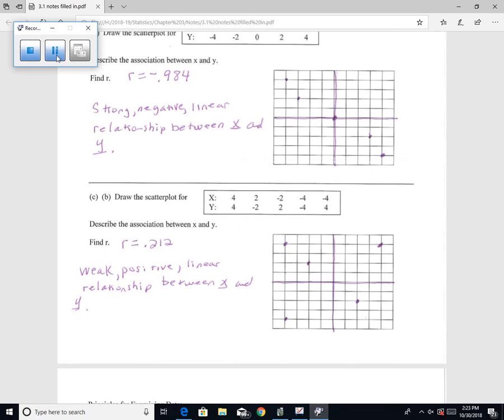Once again, I underlined X and Y because we want to add context if we have it. And then on part C, it's really hard to tell the direction. And really, the only way I can see the direction is by looking at R. So R is positive, so I'm going to say there is a weak positive linear relationship between X and Y. So you've got to have the strength, the direction, linear, and context. Strength, direction, linear, and context on R. Are we all okay with this? Yes. All right, perfect. All right, moving on.